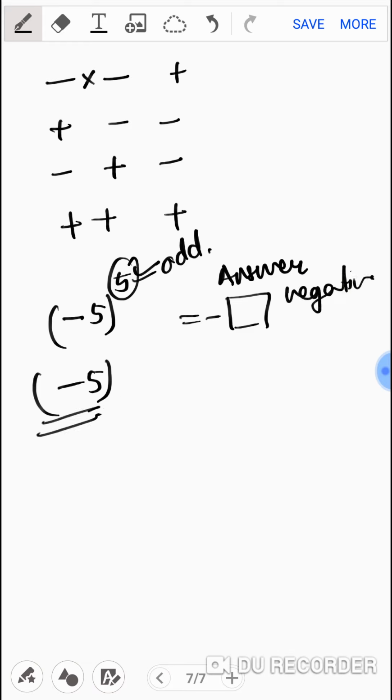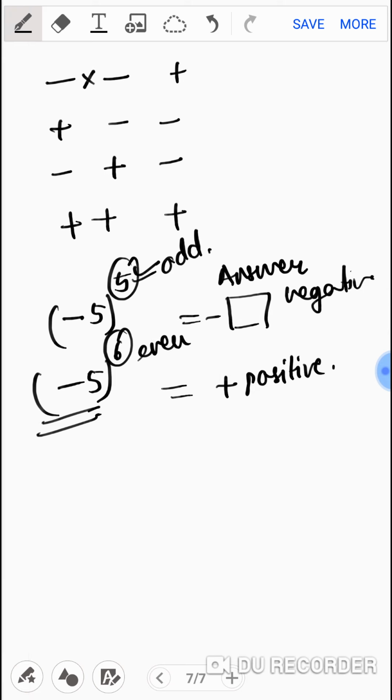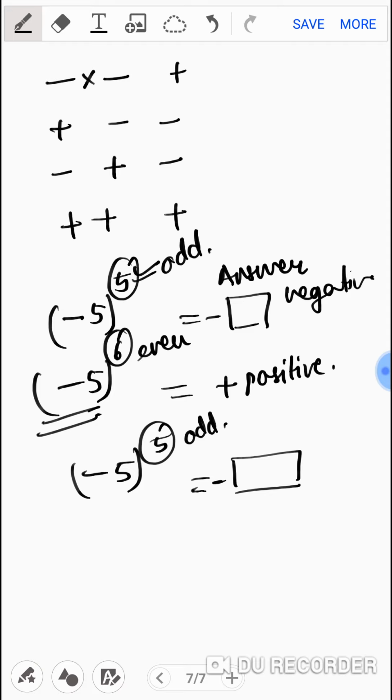When your number is negative and your exponent power is an even number, then your answer will be positive. Getting my point? So if here I have minus 5 raised to 5, what is 5? It is an odd number. So whatever answer I'll have, it will have a negative sign. Clear?